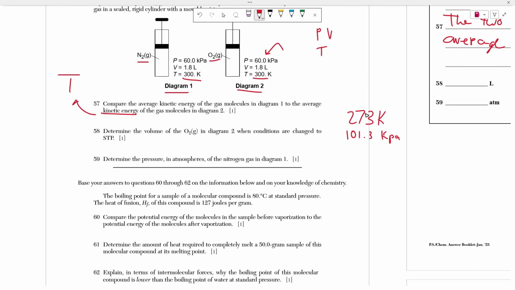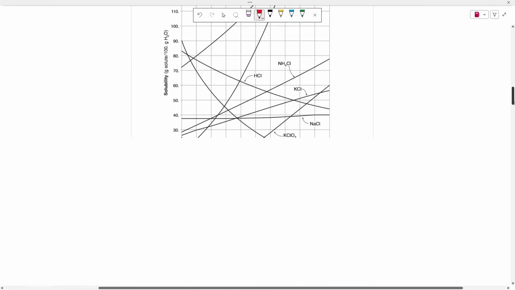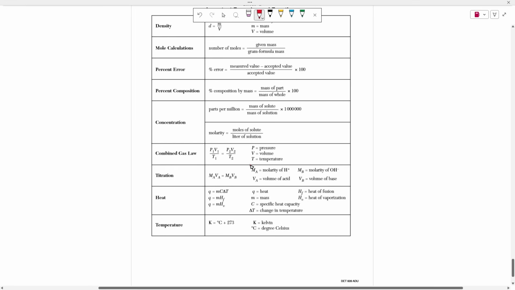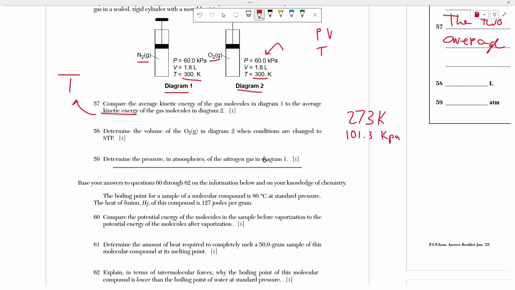Well, how do I find that? Well, I can look at my reference table, scroll all the way back down. And what I can see here is that P1 V1 over T1 is equal to P2 V2 over T2. Okay, so let's write down that formula right here, because we're going to work with it. P1 V1 over T1 is equal to P2 V2 over T2.